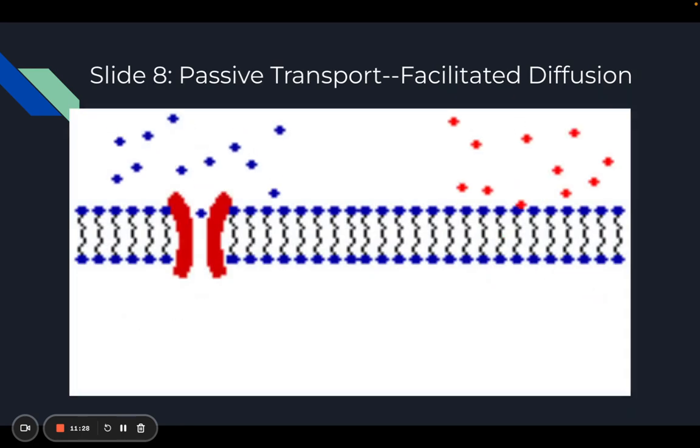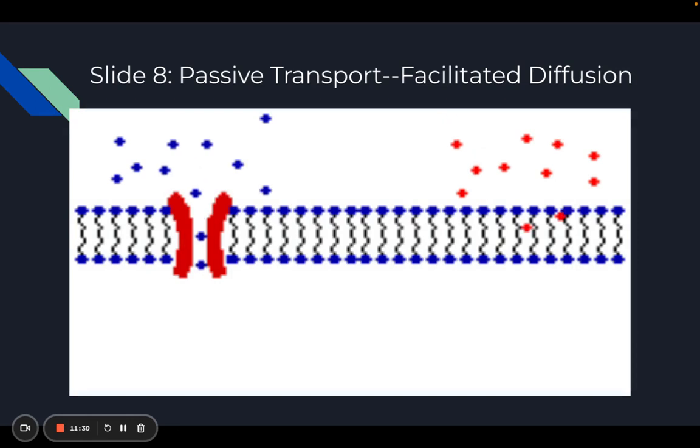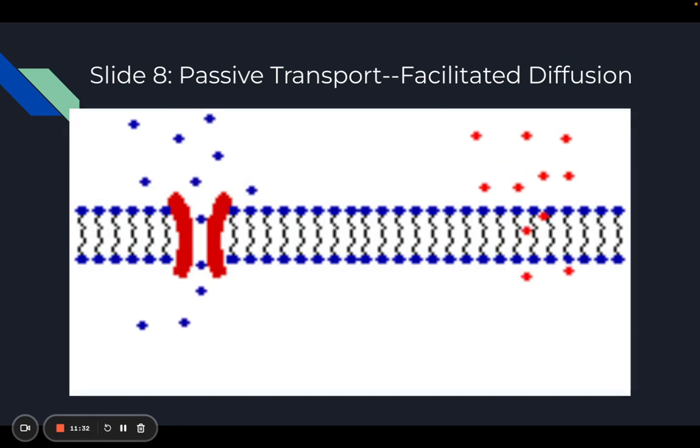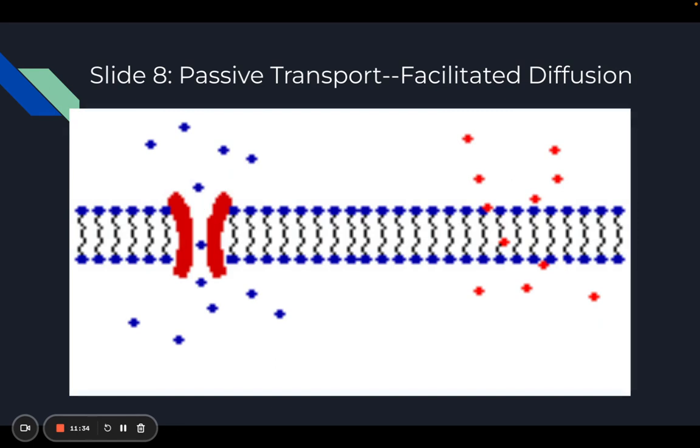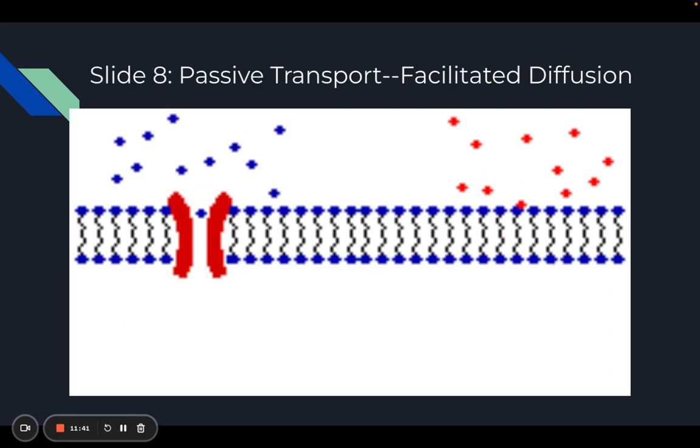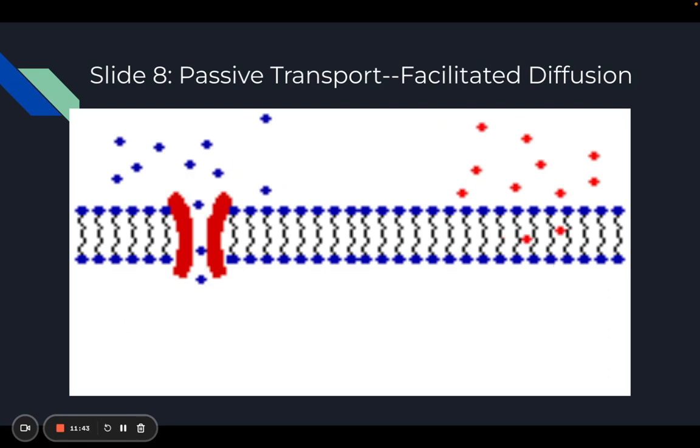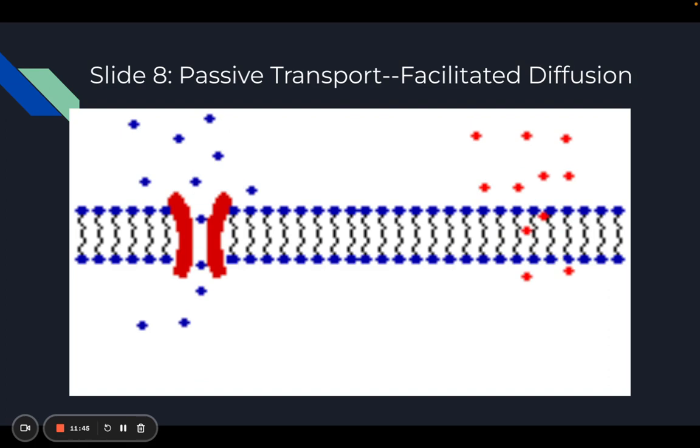This graphic here shows facilitated diffusion on the left and simple diffusion on the right, with no protein channel needed, but in both examples, no ATP or energy is required, and the solutes move from an area of high concentration to low concentration in an effort to reach equilibrium.